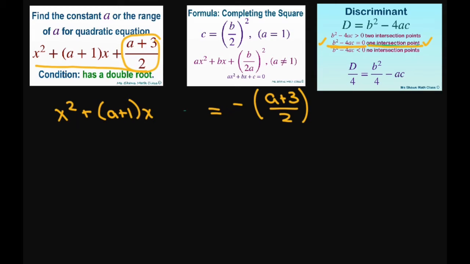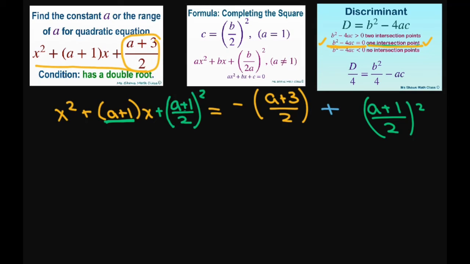Now to complete the square, this is your b here. So you take your b, divide by 2, and then square it. So this is going to be (a plus 1) divided by 2, and then square it. Now you have to also add it to this side, so since I already wrote it, I'm just going to put a plus there for now. Whatever you add on this side, you have to add on the right-hand side as well as the left-hand side.